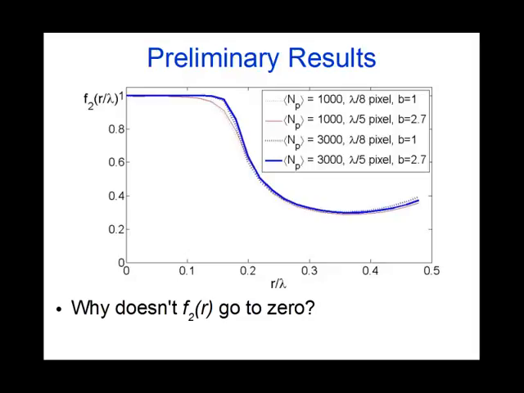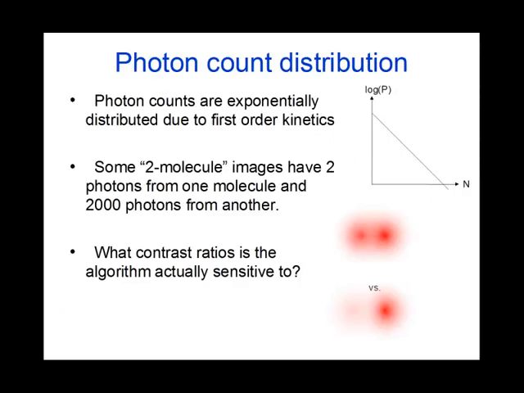Well, I said that the photon counts are a random variable. They're an exponential random variable. That exponential distribution is peaked at 0 photon counts. So some of the things that we're calling a 2-molecule image look like this. This, we would expect to be elliptical. Some of them look like this. You can barely tell that there is a second molecule in this image.